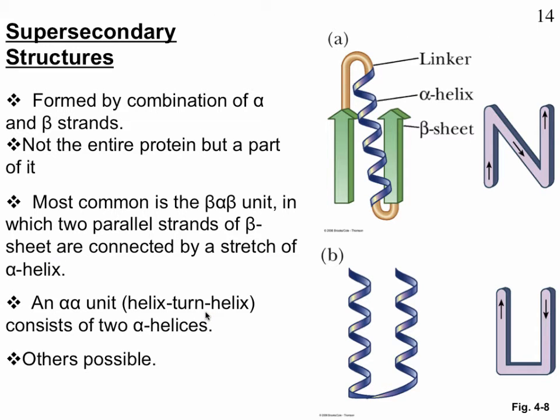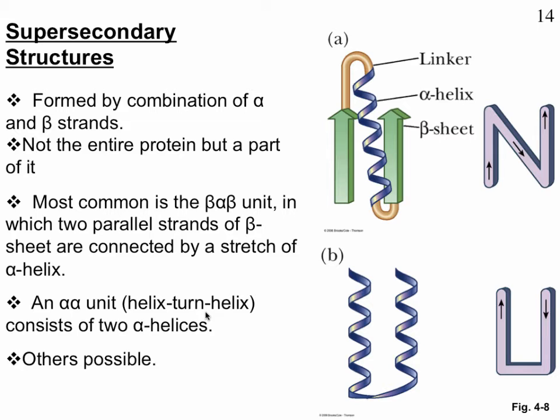Super secondary structures are another permutation of a secondary structure, where you have a combination of secondary elements that come together. We call them super secondary structures because they're very common in protein structures. They're formed by a combination of alpha helices and beta sheets, and they are not the entire protein, but they could be a part of it. The most common one is the beta-alpha-beta unit.